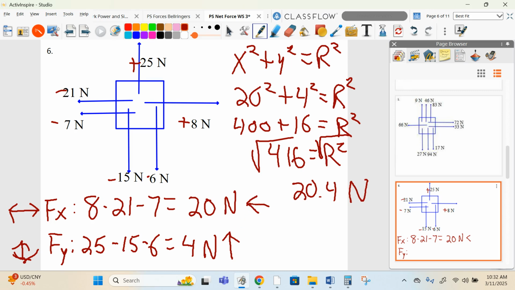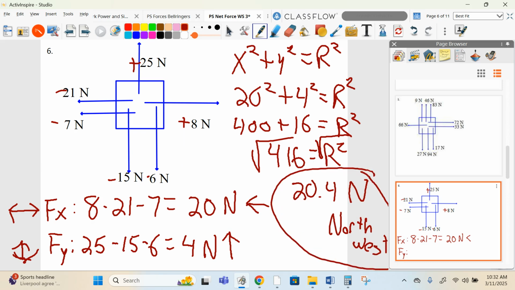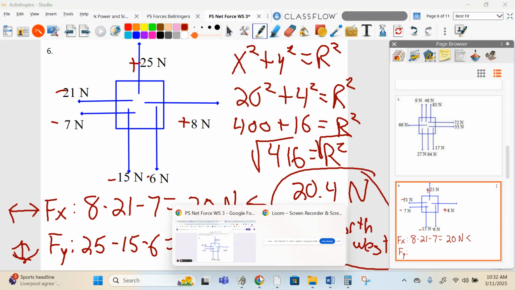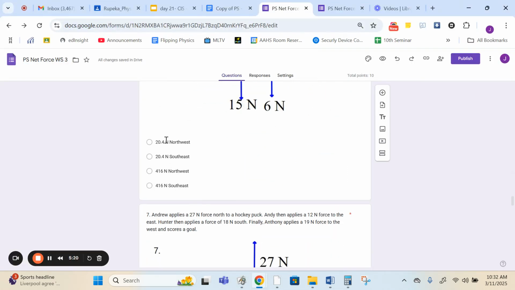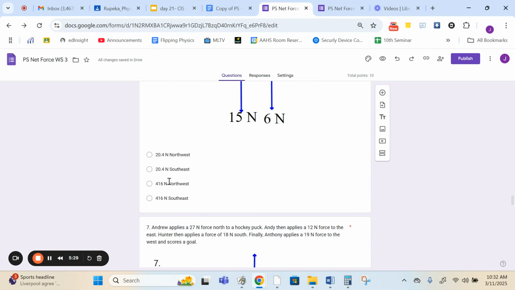And I'm going to combine those two directions. I have up, so that means north. And if I got left, that means it's going to be west. So that's going to be my answer for number 6. 20.4 newtons northwest. And as I take a look, there it is, 20.4 newtons northwest. Make sure you're careful about your direction too. But that's two problems, so the other problems are solved just like the examples that I went over here in the video. Good luck.